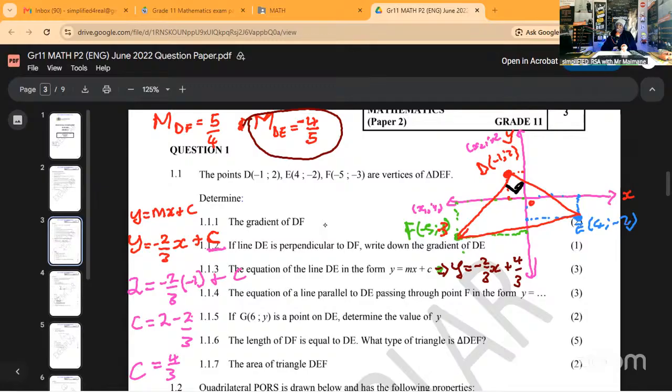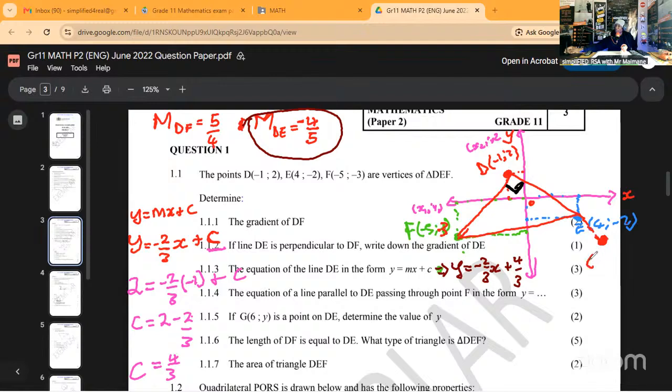So if G is 6 and Y, now we don't have point G there. G is 6 and Y, meaning x is positive 6, and then we don't know what Y is. And this G is a point on DE. It is a point on DE. Determine the value of Y. So if that is a point on DE, we know that if already D is 6 here, if it's E, it would be like a stretch to somewhere there.